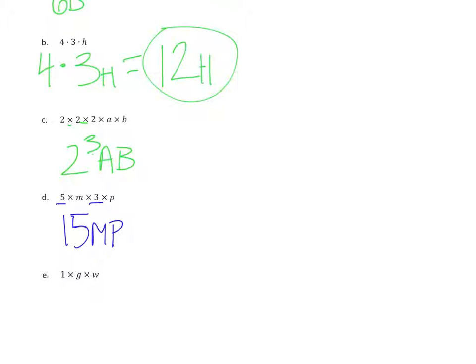Now look at the last one. This one's tricky because you want to say 1GW because that would be the same. But remember how we learned about the identity property of 1? Anything times 1 is just itself. So wouldn't this whole thing still be the same if we just wrote GW, G times W? Yeah, they're trying to fool us. We don't even need that one.